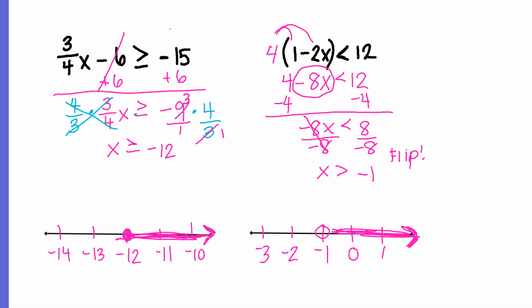And that's it. So remember, constant first, then coefficient. When you multiply or divide both sides by a negative, flip the sign. And if you get an answer where your variable is not the first thing that's there, it's always a good idea to flip that entire answer around to make it so that your variable comes first.